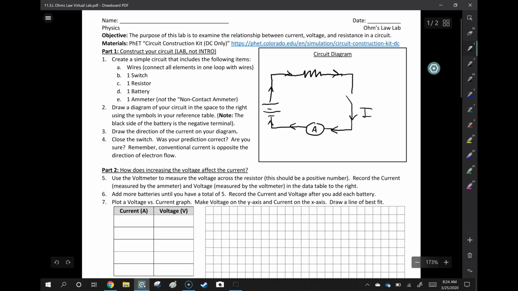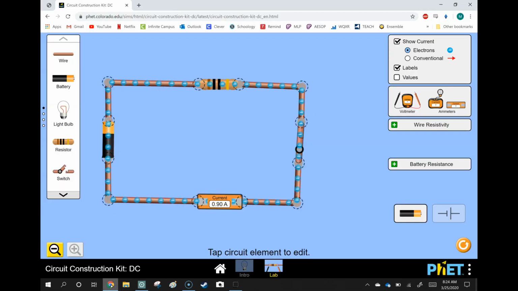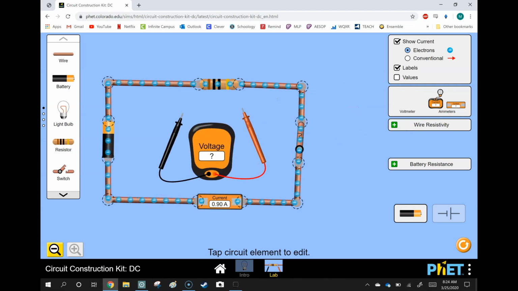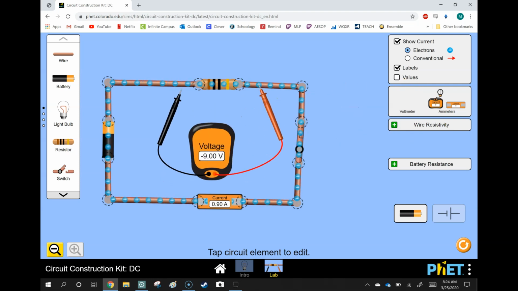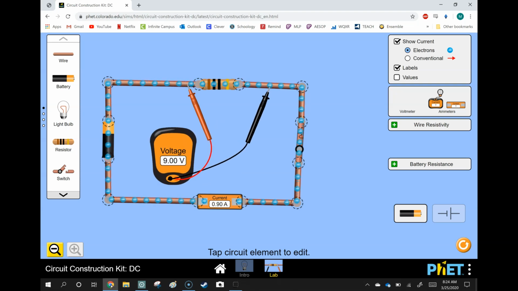Okay, part 2. Now we're going to use the voltmeter to measure the voltage across the resistor. So I kind of drew that in our circuit diagram before. It says this should be a positive number. So let's see, is it a positive number? How could we make it a positive number? Boom, boom, that's how you do that. Oh man, I got a negative number. So you know what you do? You just swap the leads. And then, okay, 9 volts right there.